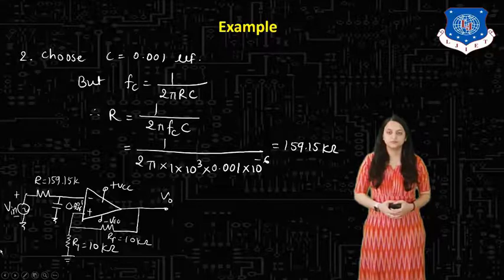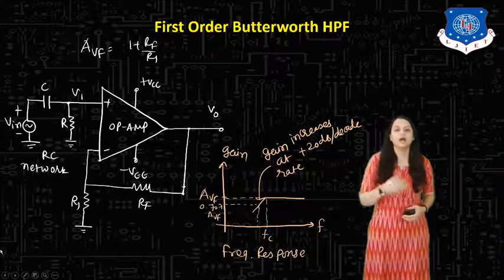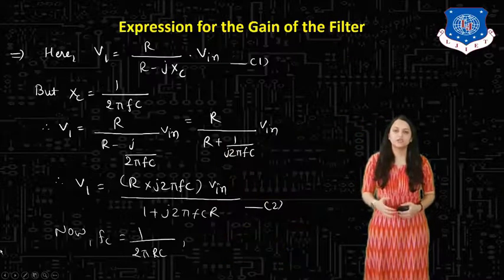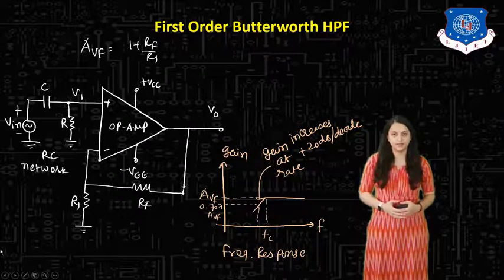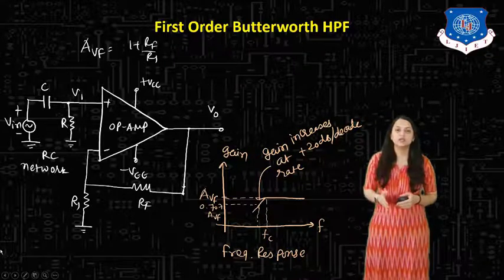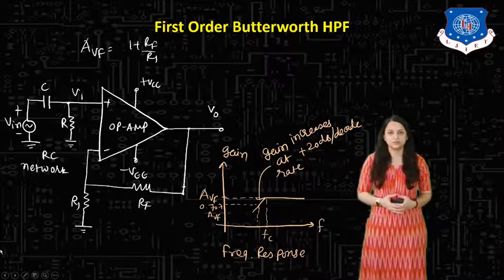Okay. Now let us move to the next topic, that is first order high pass filter. Till now we have seen the first order Butterworth low pass filter. Now we are going to see the high pass filter. That means this will allow high frequency components to pass and block low frequency components.